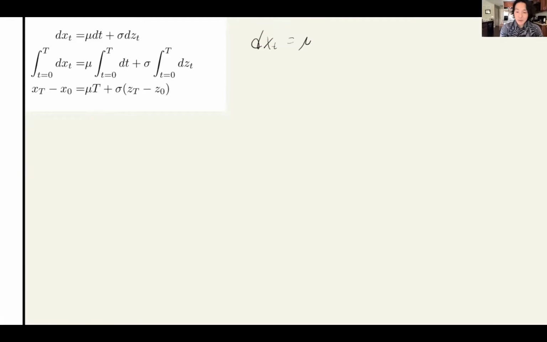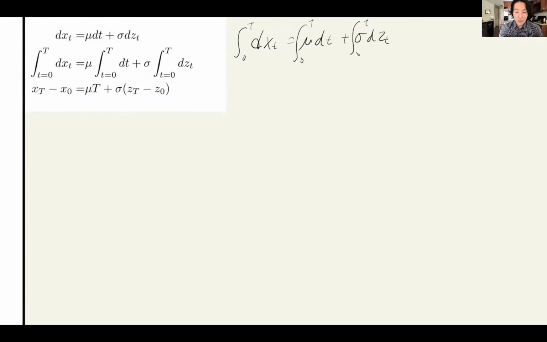Suppose the case when dxt is simply mu dt plus sigma dzt. Okay, so this is the simplest case that you can imagine. Now we want to take the integral on both sides, from 0 to t. Then what does it become?